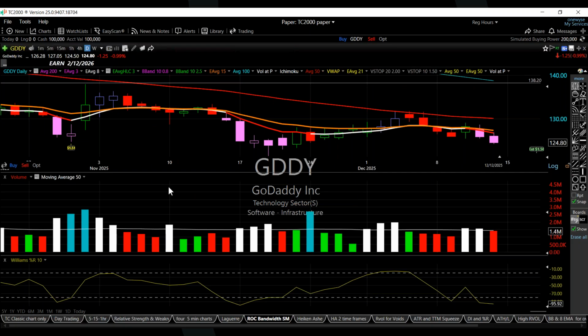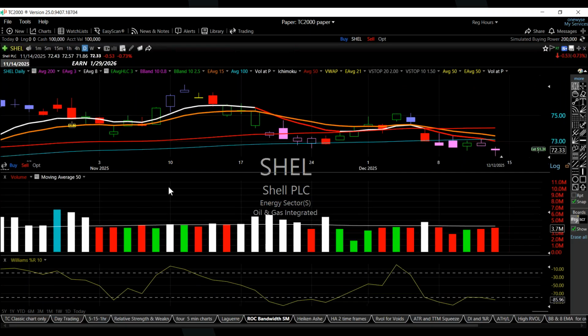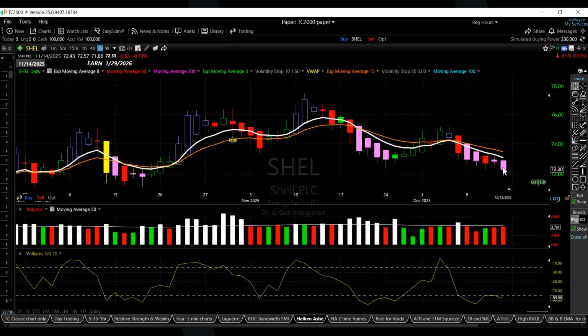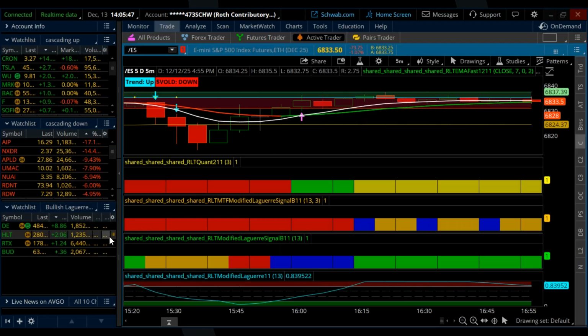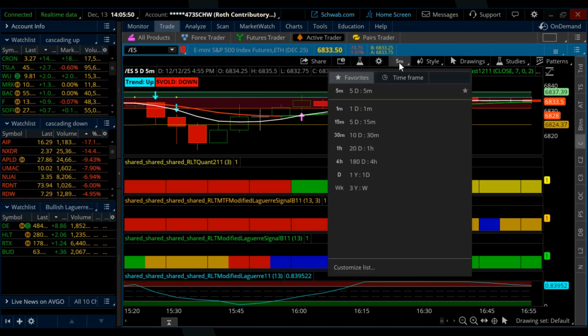And also Shell would be another one, SHEL. Right, another Heiken-Ashi reversal candle right there. Or it's actually a continuation to the downside. Okay, now I want to show you on the SPY super system. I want to show you some of these. And I'm going to switch this over to the daily chart.